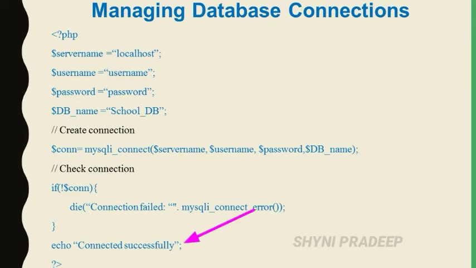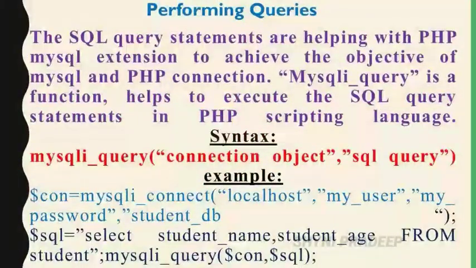Okay, next topic is performing queries. Queries are nothing but statements. These statements help the PHP MySQL extension to achieve the objective of the MySQL and PHP connection. If you want to perform queries, you have to use the MySQLi query function. This helps to execute the SQL query statements in the PHP scripting language. See here, this is the syntax of performing queries: MySQLi query, connection object, SQL query.